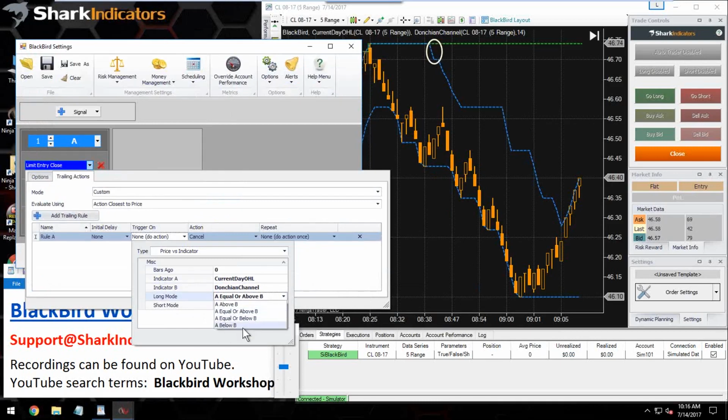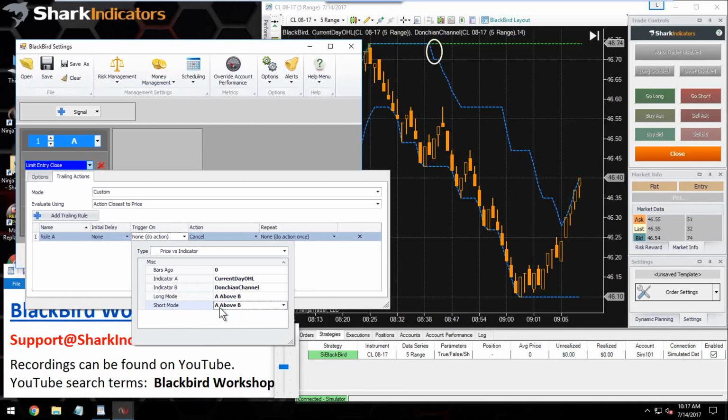So we want, let's see, A above B. There we go. So A above B. And then for the short, we're going to be looking for the opposite. So A would represent, remember, A is our daily high or daily low. So A is going to represent the daily low, or let's see here, short, nope, sorry, I got them backwards here. So yeah, remember, shorts are taken at the high, longs are taken at the low.